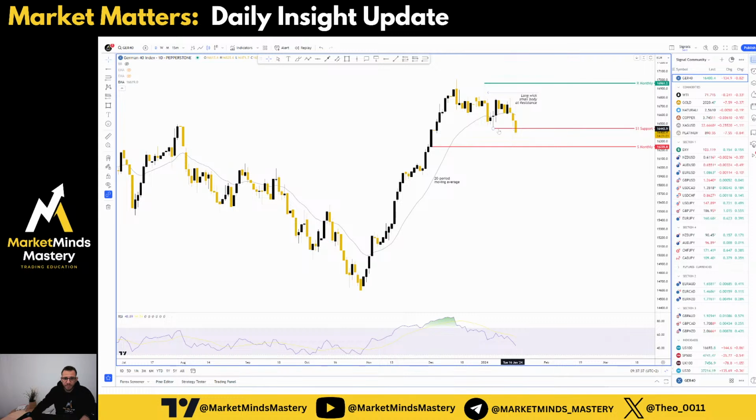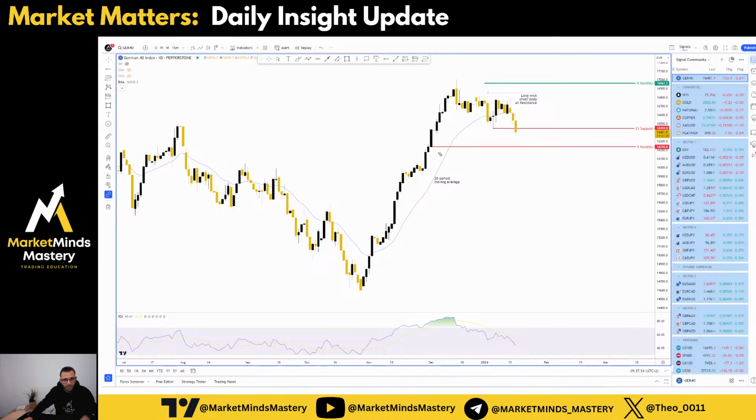German 40. Finally, some directional move. Price is trying to break below here. If we're gonna sustain this move to the downside, we will trade it all the way until this area here.